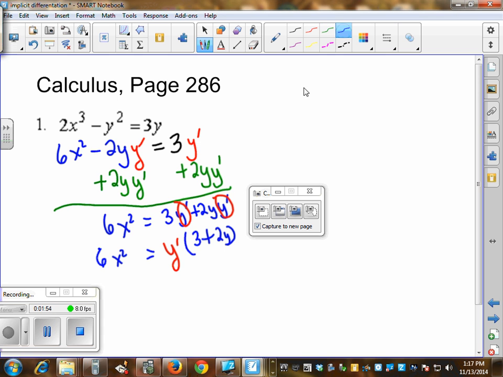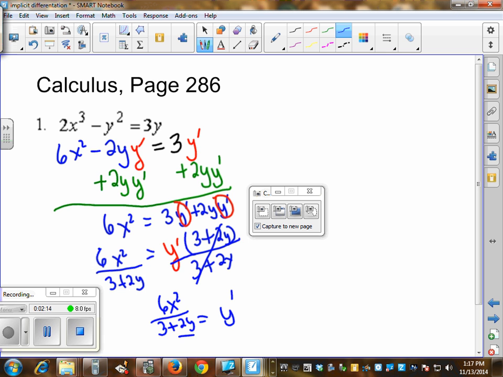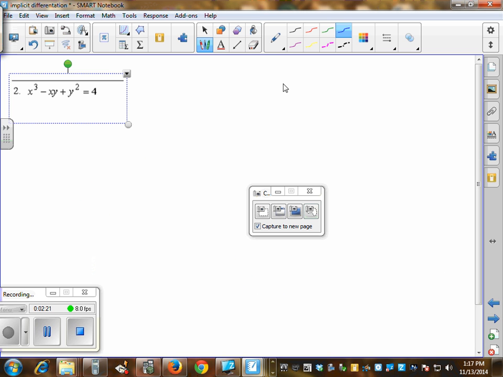We're trying to find y', so we will divide both sides by 3 plus 2y. Here it cancels. So we get y' equal to 6x squared over 3 plus 2y. And that is our answer. Okay, let's look at number 2.